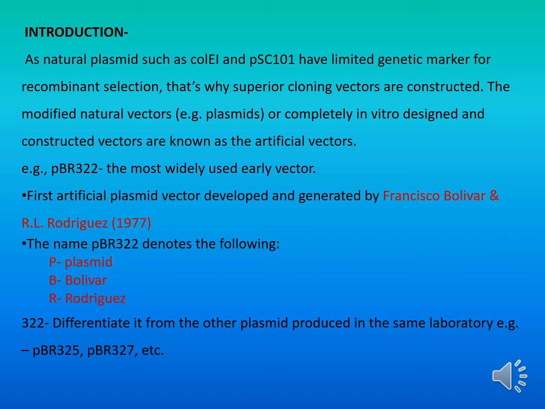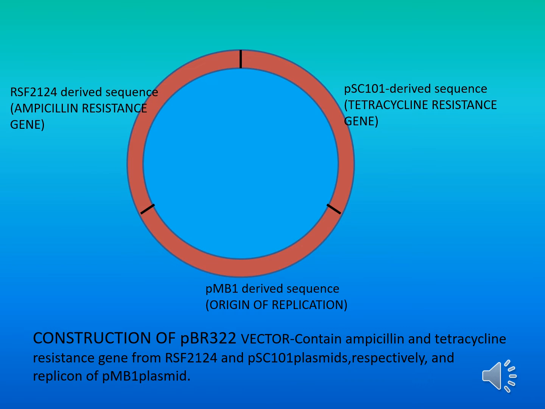The name denotes: P stands for plasmid, B and R are the names of the scientists who developed it in the lab, B for Bolivar and R for Rodriguez. 322 is the number which differentiates it from the other plasmids that were made in the same laboratory, for example pBR325 and pBR327. Now, how did we construct this plasmid in the laboratory?